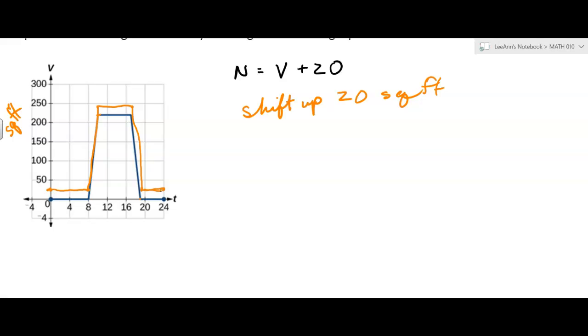It's like you just picked up the graph and moved it up 20 feet. Square feet, sorry, 20 square feet. All right, that's a vertical shift. My graph doesn't look good, but there's pictures in the book. That'll help.